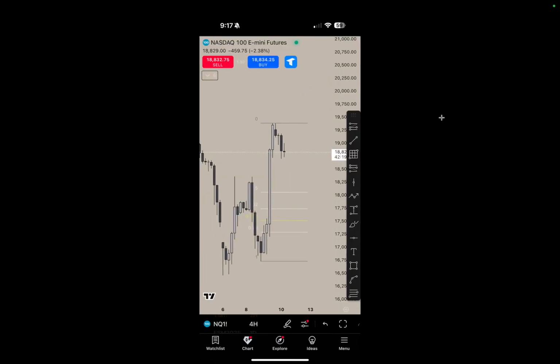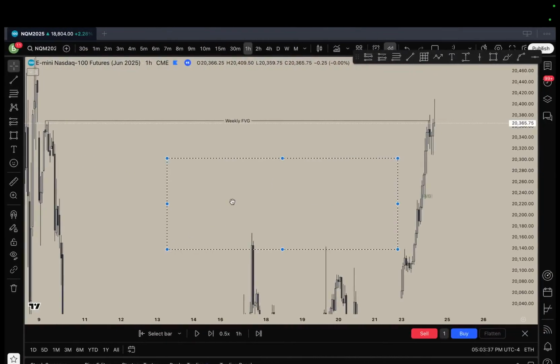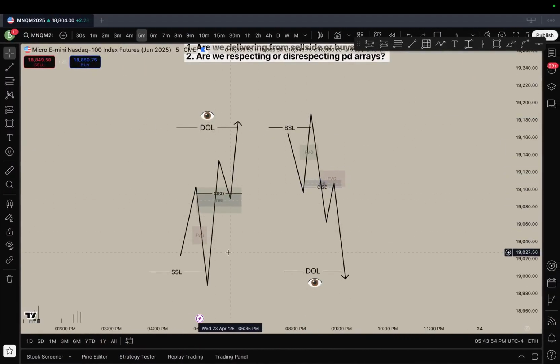Can you explain structure more? Like what exactly creates bullish or bearish structure? Yeah, so bullish structure is just bullish order flow. Bullish order flow is just we are delivering from sell side liquidity. Again, we are respecting bullish PDRAs and we're disrespecting bearish. So it looks exactly like this. This is what bullish structure looks like.